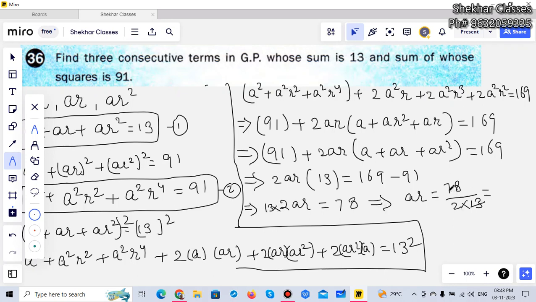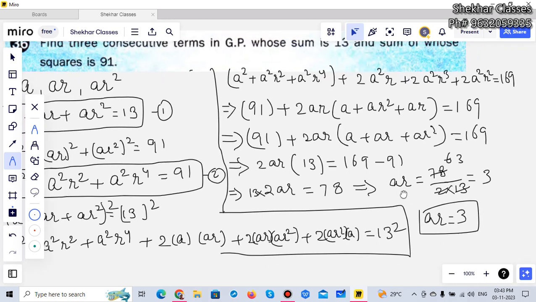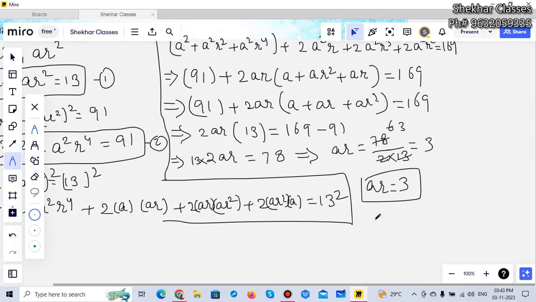So AR is 3. We got AR as 3. We can keep AR as 3 and also we can keep A, or R we can calculate, right? Because R is needed. So R will be 3 by A. So any one of these can be used now.